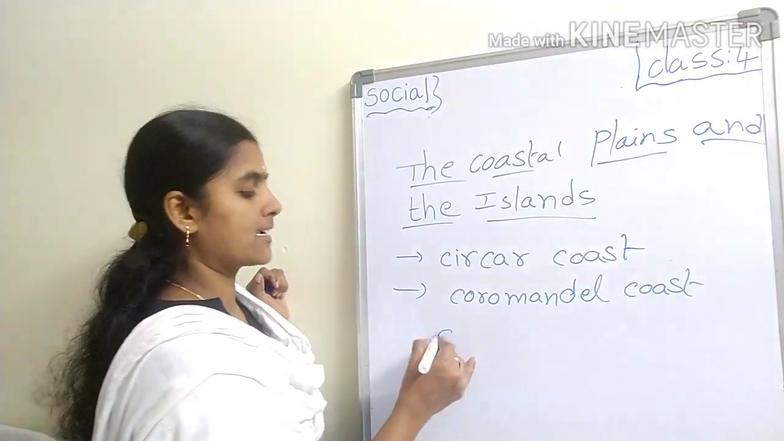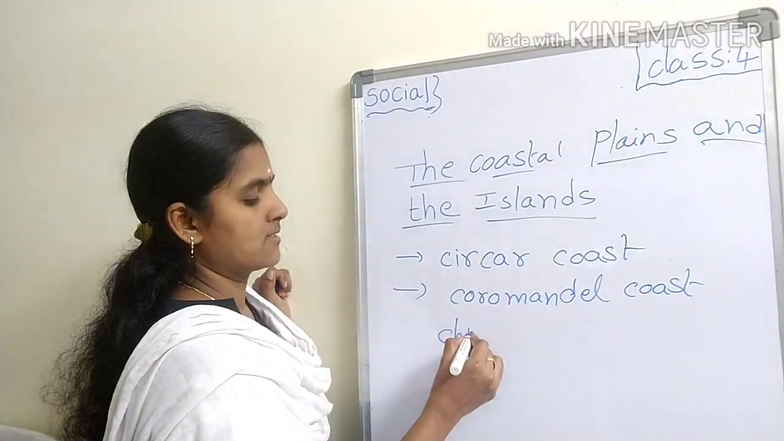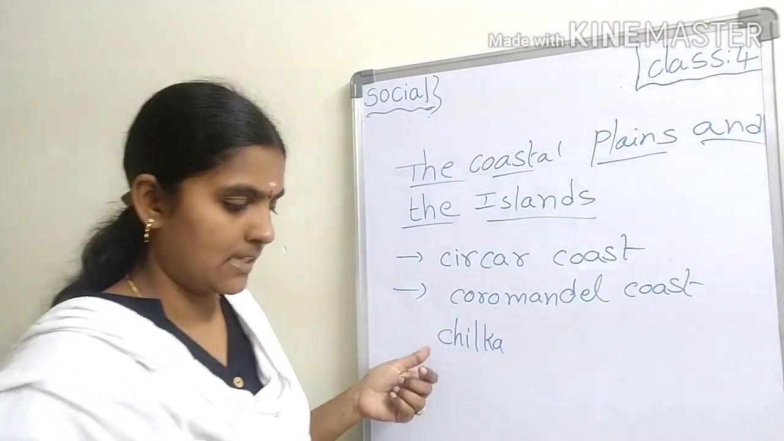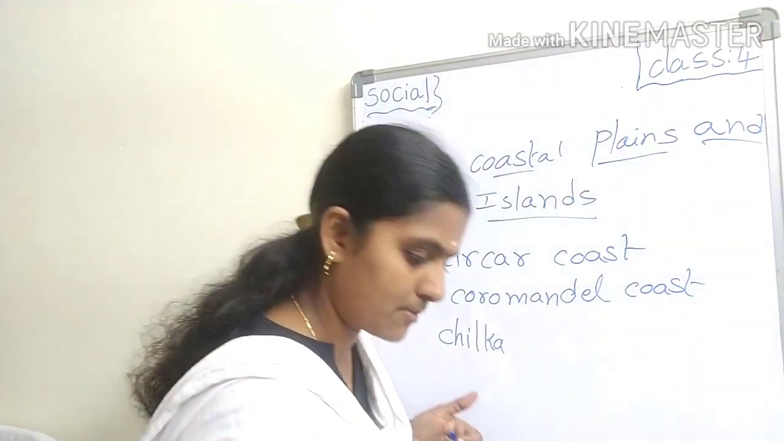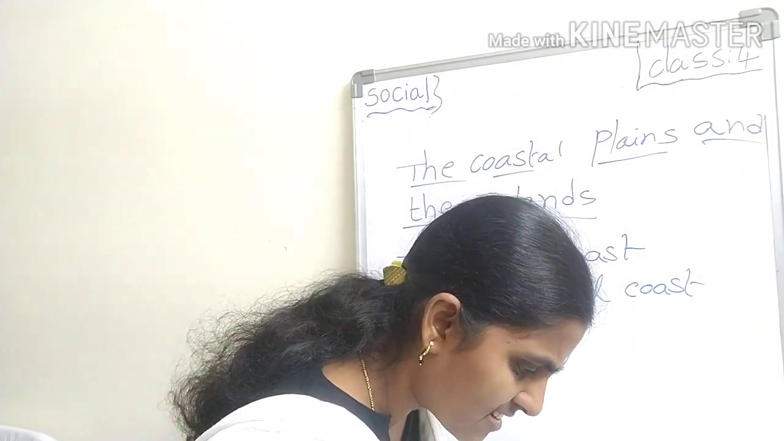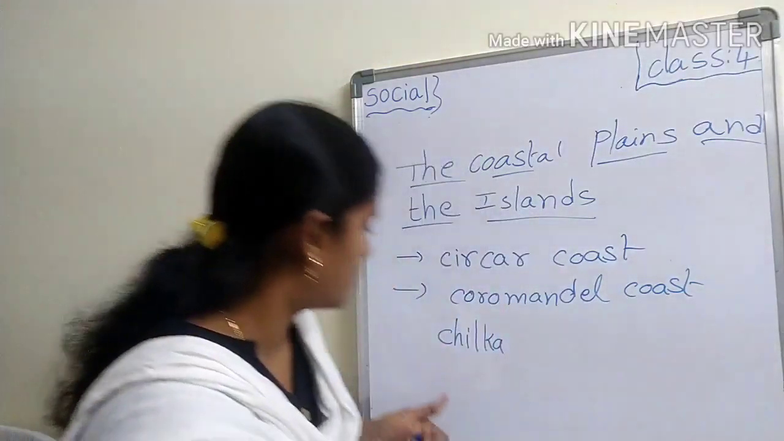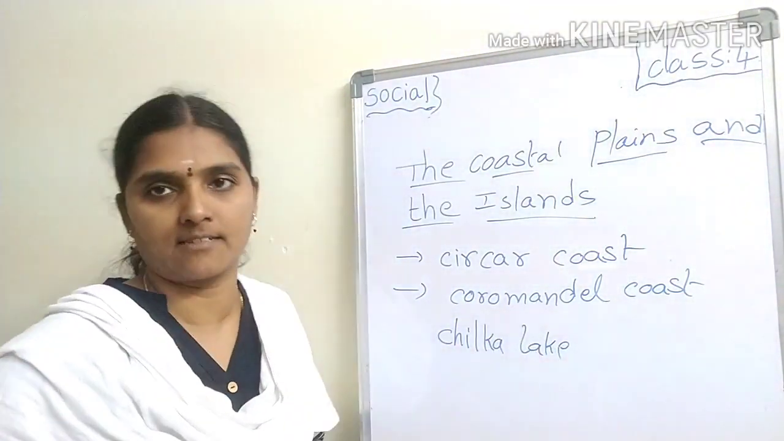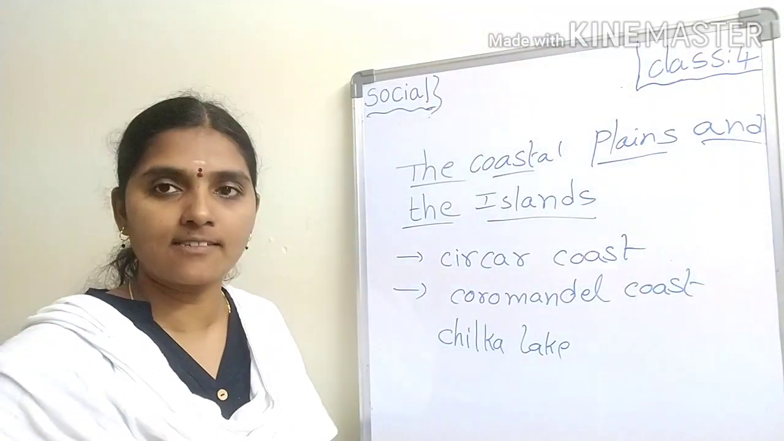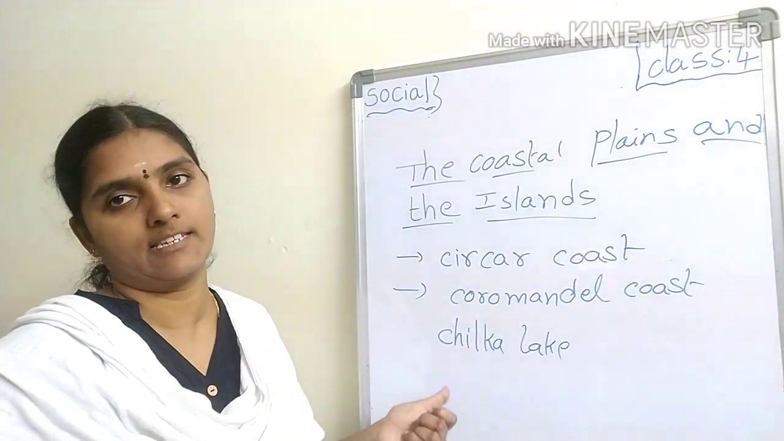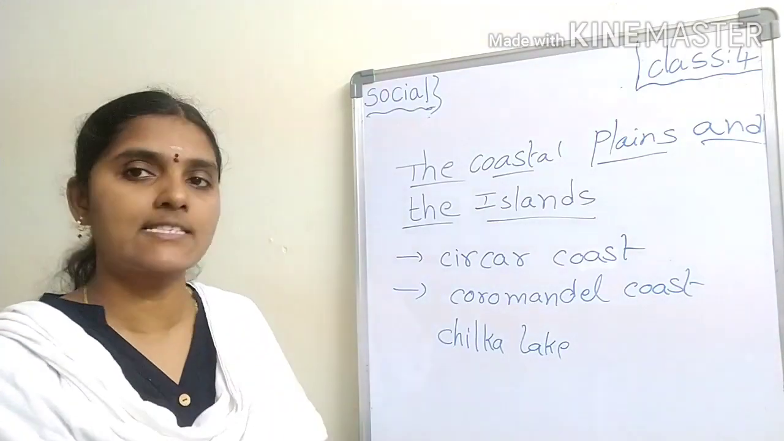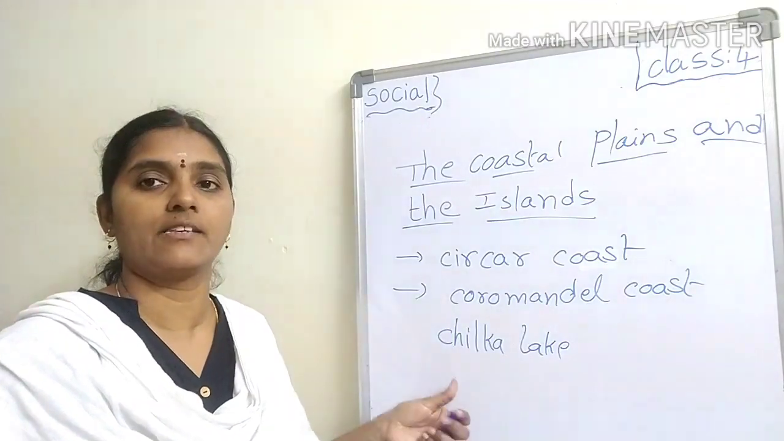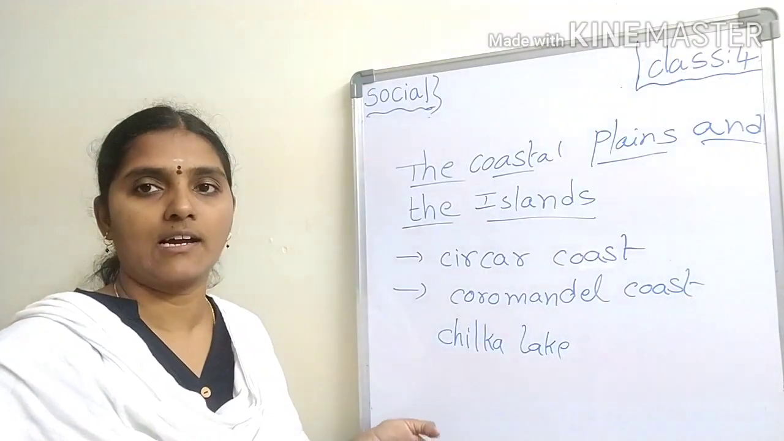The Chilka Lake, the largest saltwater lake in India. It is in Odisha. Understood?